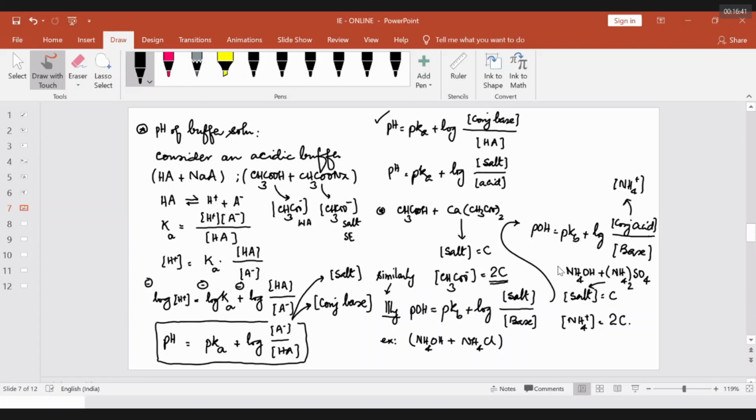If, for example, someone says, no sir, I don't want to write the pOH value, because every time they will ask you pH, right? Suppose I am taking a basic buffer. In a basic buffer also, if you want to write pH, what is to be done? Very simple. pH is equal to 14 minus pOH, minus pKb minus log of concentration of salt by concentration of base. Chaliye, write down this equation also.